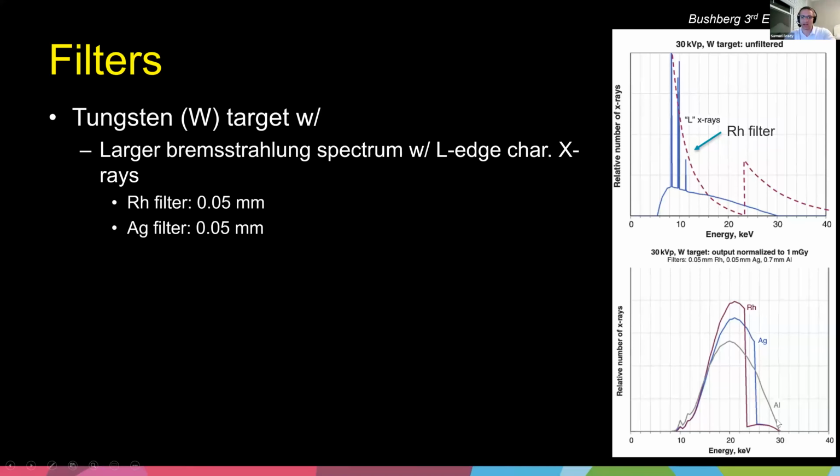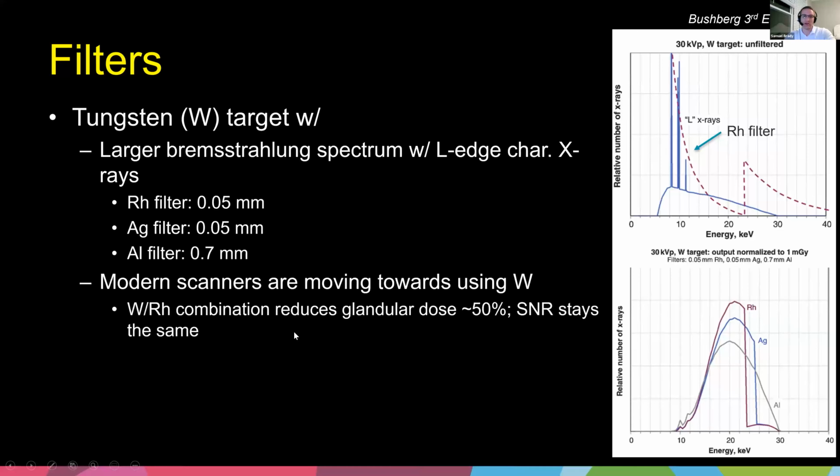And in every case, tungsten can be paired with various different filters, such as rhodium or silver or aluminum, and it gets rid of all these L shells, and it gets rid of these high energy photons up here that would decrease our contrast. So pretty much all scanners nowadays are moving towards tungsten. They are usually using a tungsten rhodium combination, although you can, like I said, use tungsten silver or tungsten aluminum. But when you look at tungsten rhodium as a combination of target and filter, we are seeing glandular doses that have been reduced by about 50%.